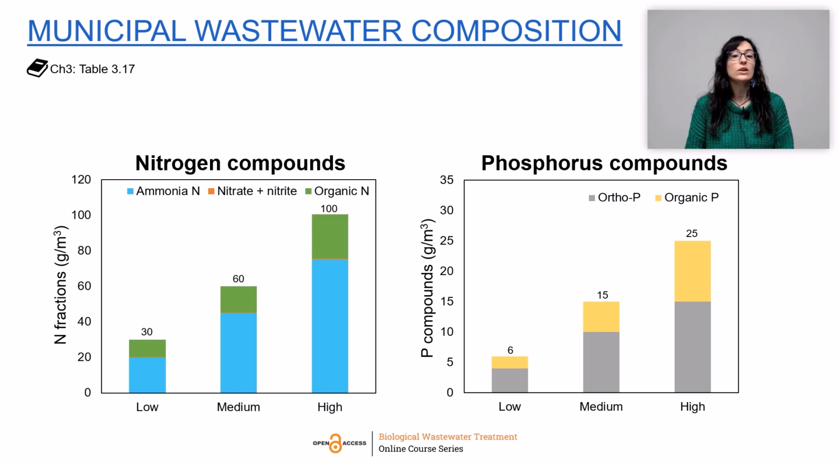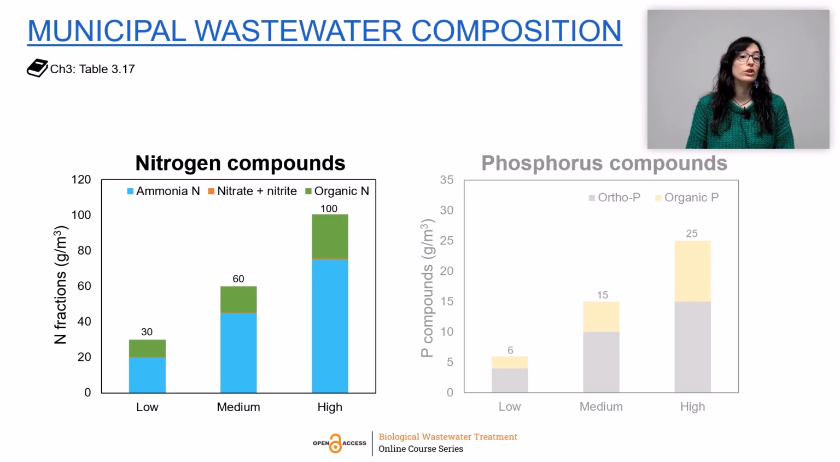Here you can see what would be the associated nutrients concentrations. Again, we have different values depending on the water consumption and infiltration in the sewer. If we look first at the nitrogen concentrations, we see that they can oscillate between 20 and 100 grams per cubic meter.